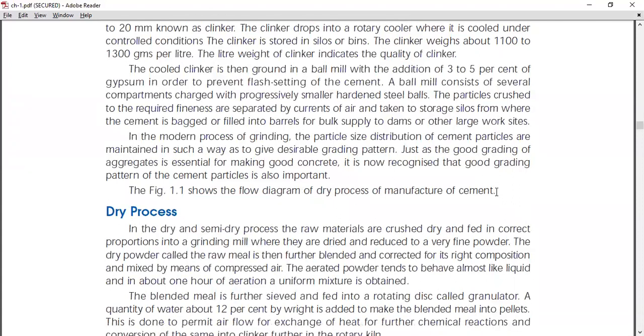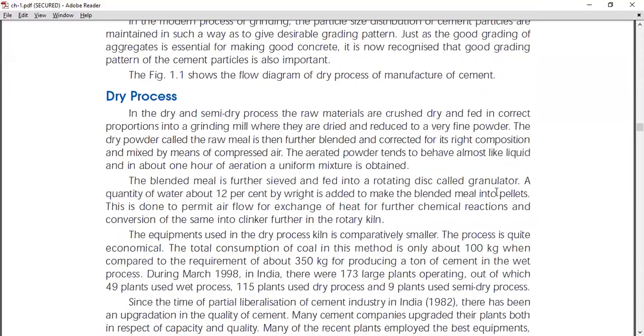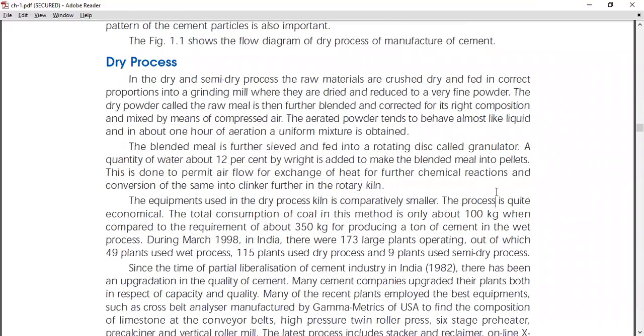Now, the next step is cooling. Clinker is then ground in a ball mill with the addition of 3 to 5% of gypsum and other additives if needed. Then the cement is continued for the process, and last the packaging is done, and we get the final product of cement in cement bags. The second process is the dry process.